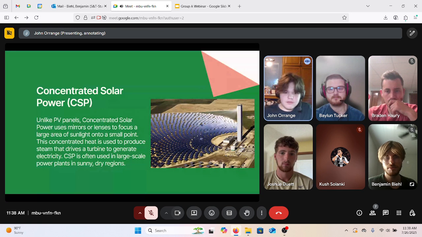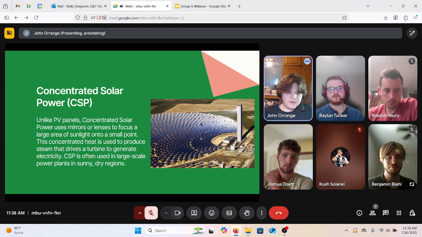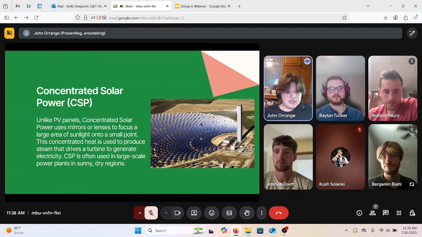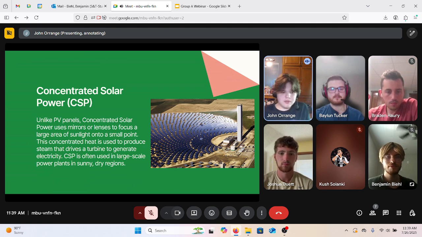Another type of solar power is concentrated solar power. It's another electric form, but unlike PV panels, it uses mirrors or lenses to focus a large area of sunlight onto a small point. This concentrated heat is used to produce steam that drives a turbine to generate electricity. CSP is often used in large-scale power plants in sunny and dry areas.